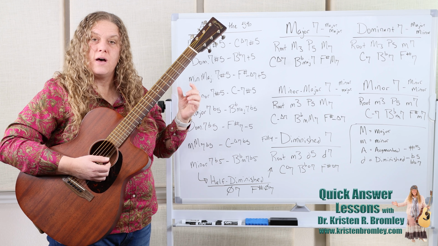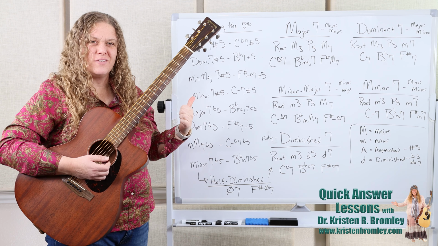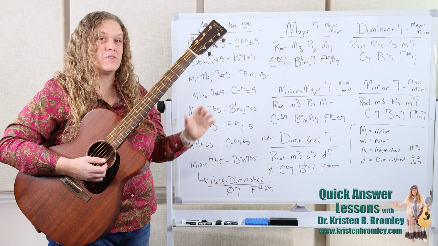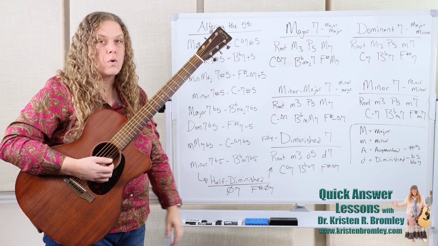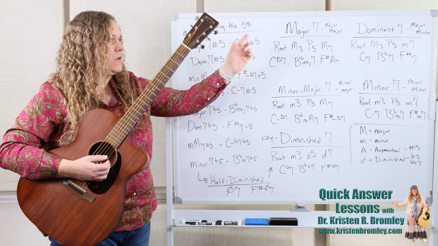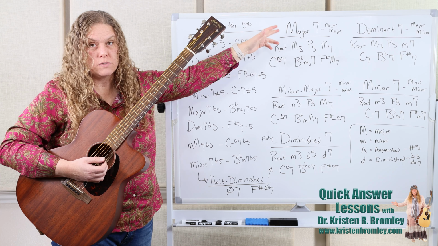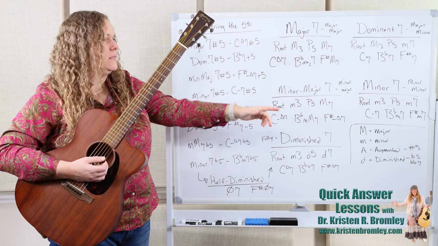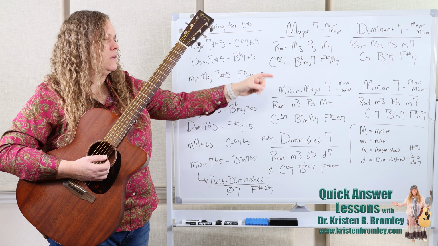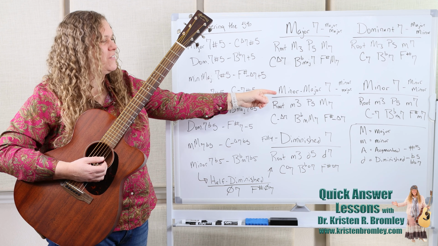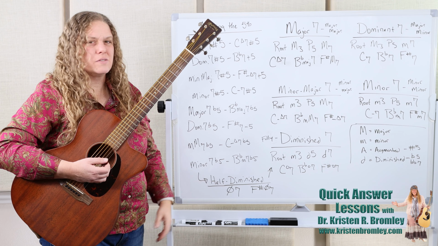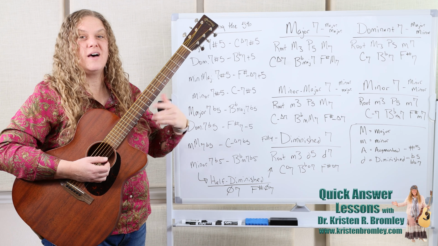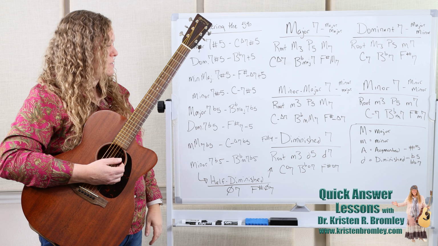You can throw a sharp 5, which is also known as an augmented 5th, or a flat 5, also known as a diminished 5th. We can throw those onto any of our 4 types of core major 7th chords. So our major major 7th, otherwise known as major 7th, our major minor 7th, otherwise known as dominant 7th, our minor major 7th, otherwise known as minor major 7th, and our minor minor 7th, otherwise known as minor 7th for simplicity.